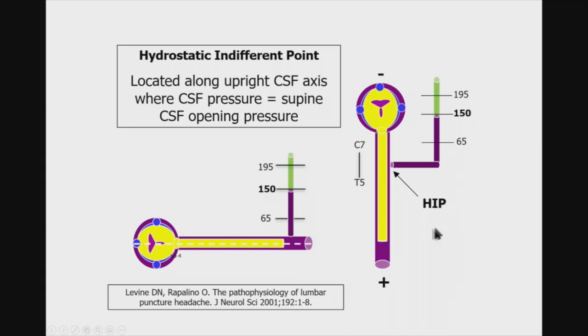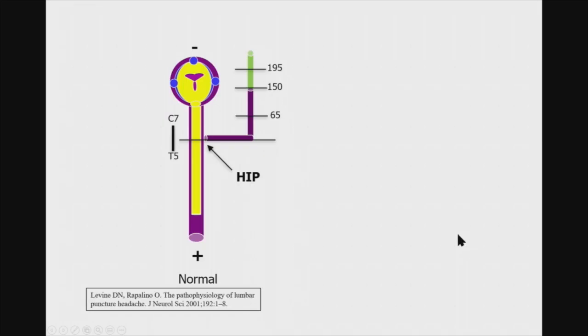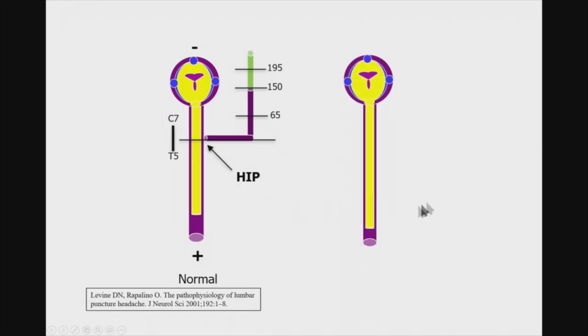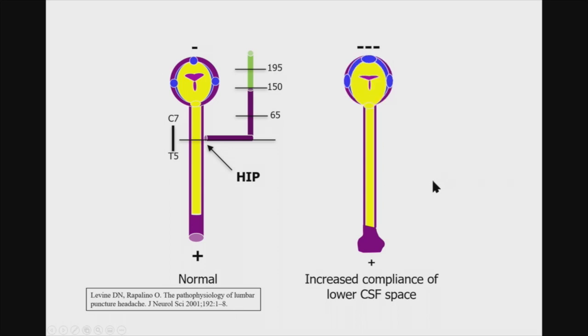Okay, now what happens? You develop a leak. There's a hydrostatic indifferent point. You develop a leak, you get capaciousness there, increased compliance, and what happens? The hydrostatic indifferent point shifts down. And you get a headache. So the entire concept, it's not volume, it's not pressure, but it's the spinal fluid dynamics affecting the membrane that make a difference.